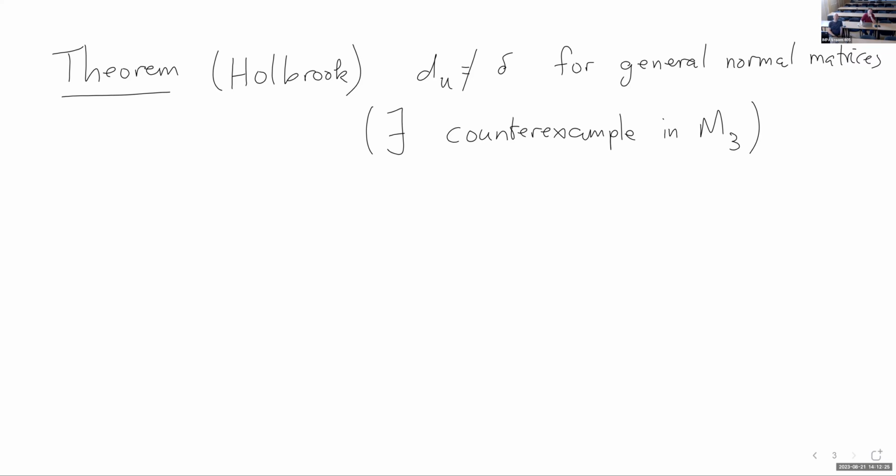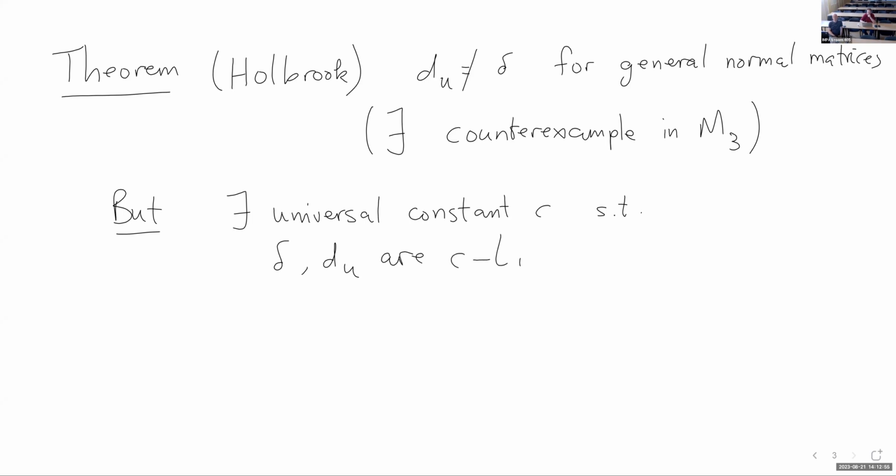Maybe I should mention you don't have equality in general, but they are Lipschitz equivalent. There is a universal constant, and by universal, I mean it doesn't depend on n. Constant c, such that delta and d_U are c-Lipschitz equivalent. You know what I mean? We can bound one by c times the other up to this universal constant. It's something a little bit bigger than one.